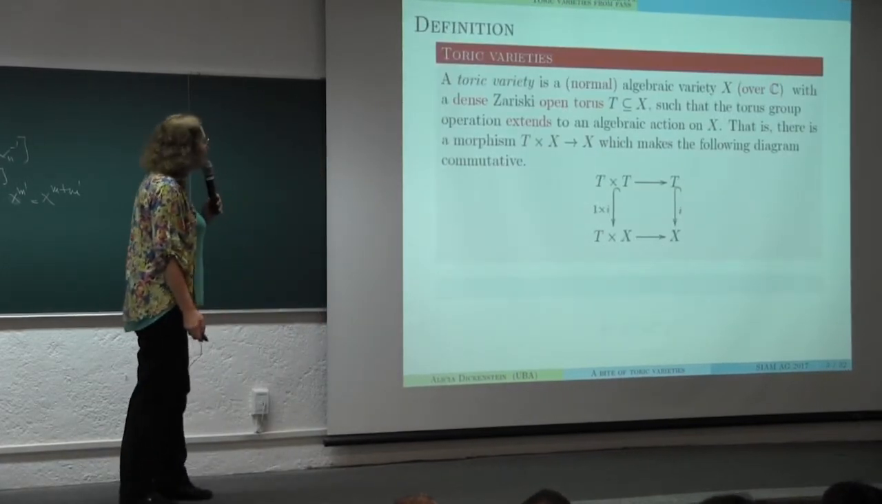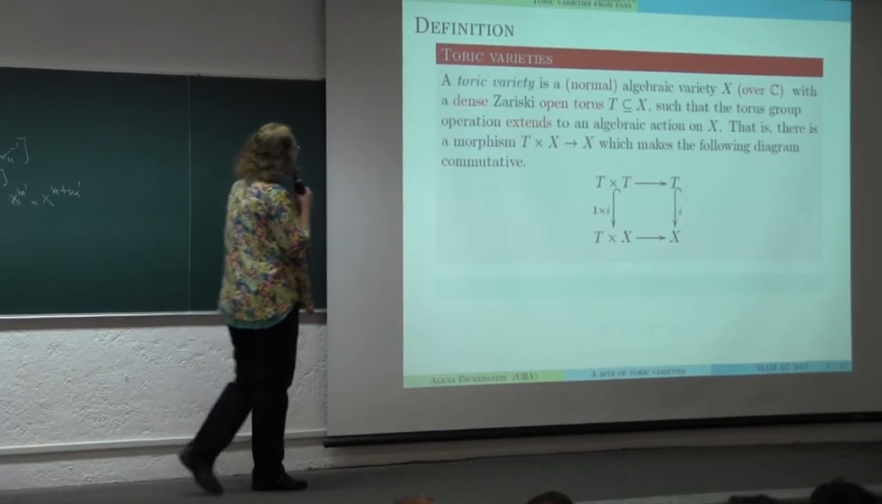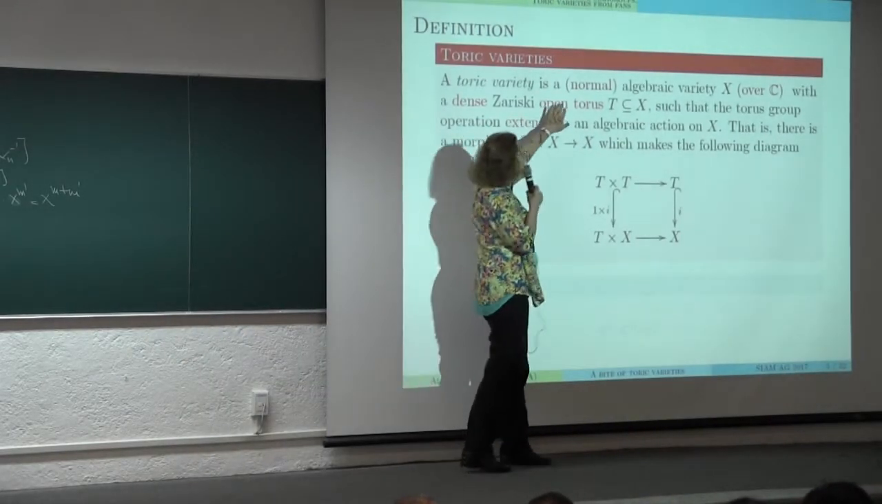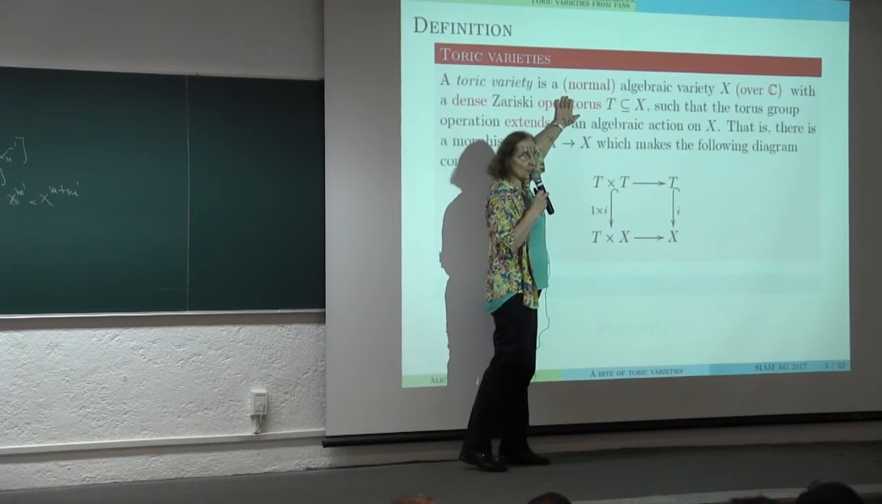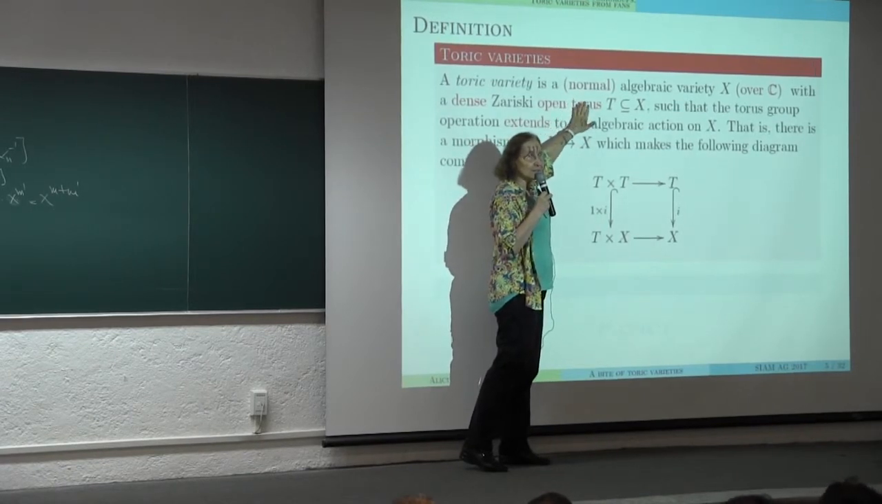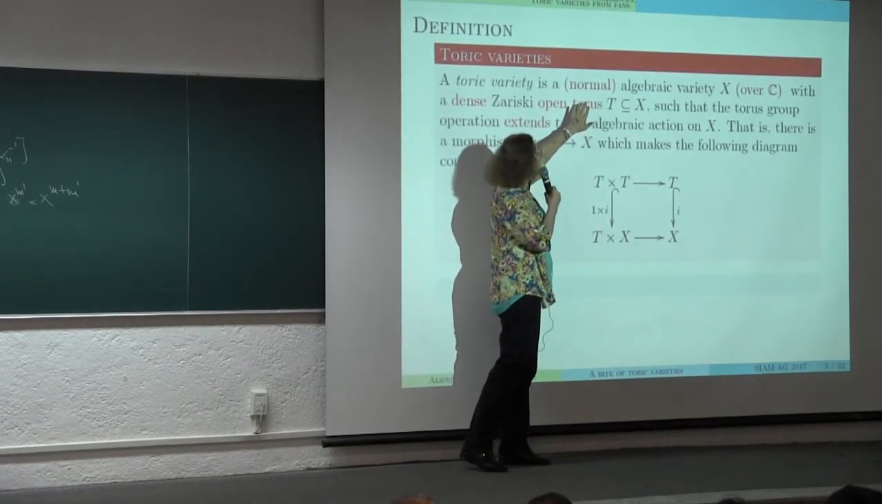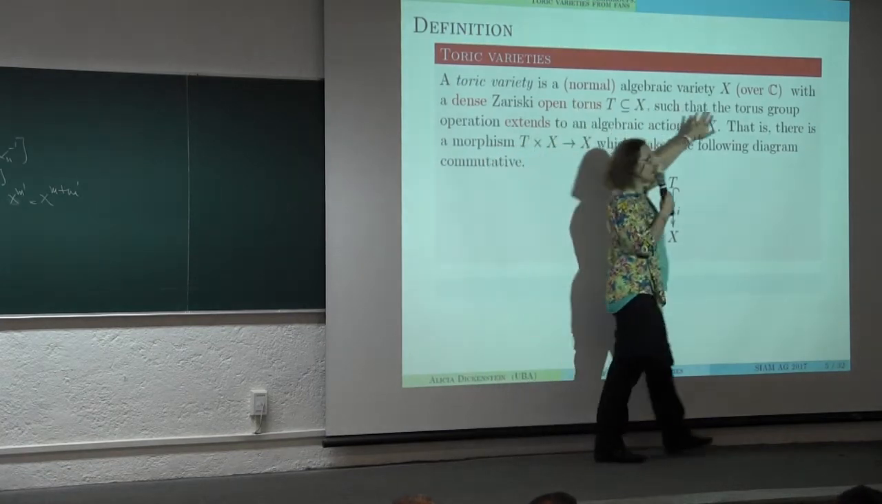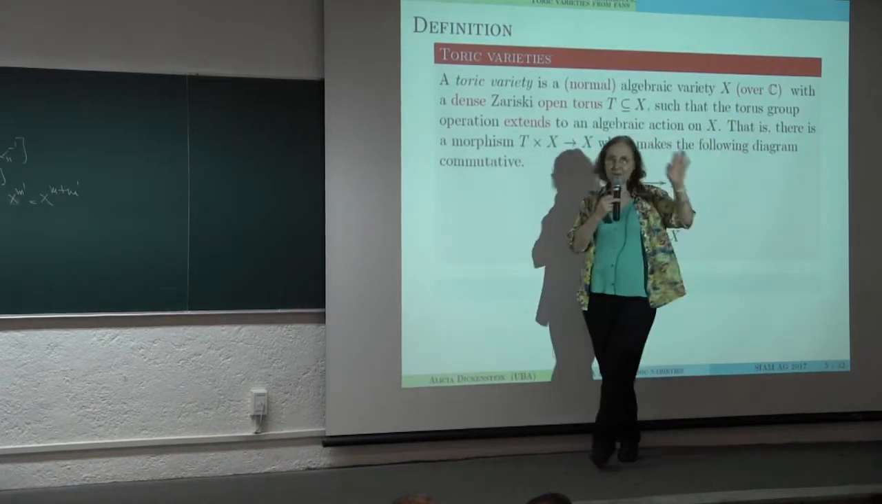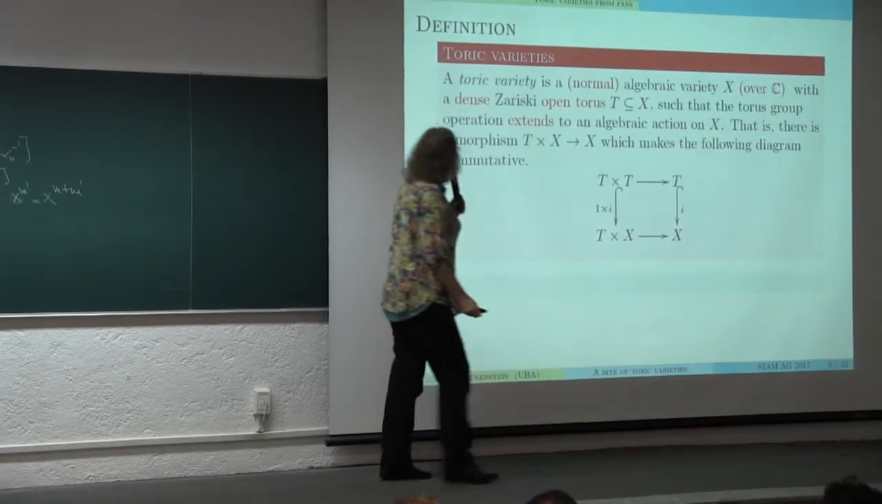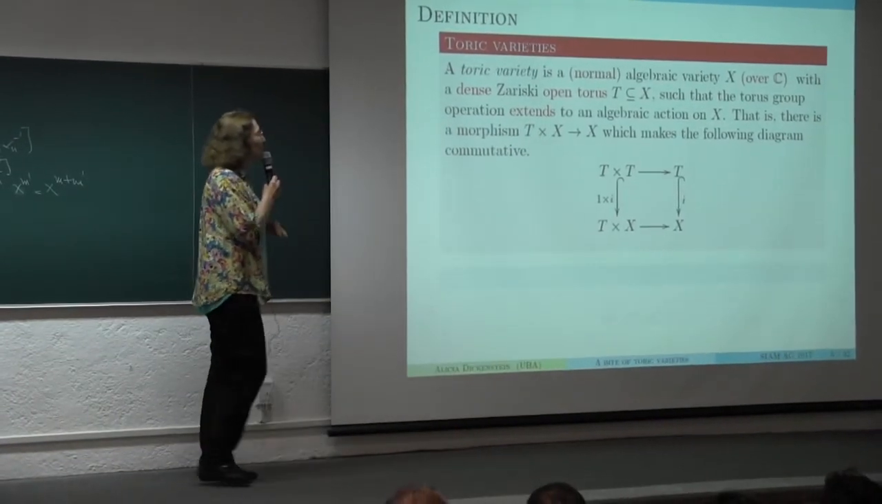Okay, so the definition. Here I put these words in purple because these are really not needed, but we will keep them because things are simpler. So we can study non-normal varieties over other fields, or maybe other things, I don't know. But the definition is the following. So what's a toric variety?